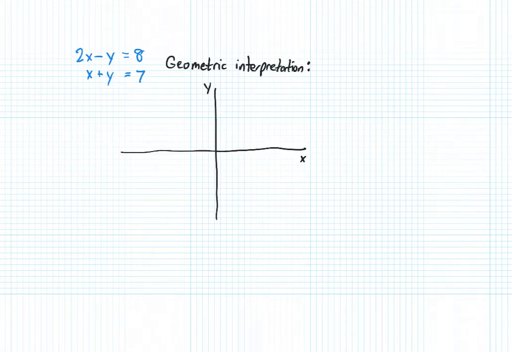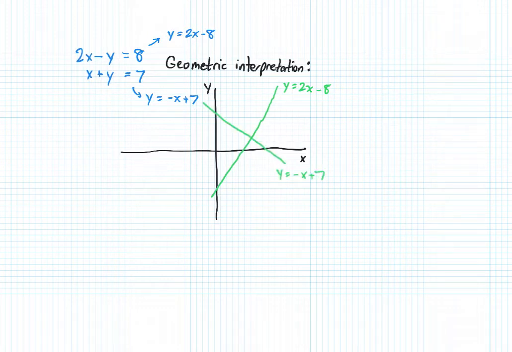So now I want to go back to the system that we talked about at the beginning, 2x minus y is equal to 8, x plus y is equal to 7. There's a nice geometric interpretation here. And that's that I could interpret each of these equations as being the equation for a line in the xy plane. It might help to solve both equations for y, so you can write it in the form y equals mx plus b, and then you can graph those lines using the slope and the intercept. So y equals 2x minus 8 has a y-intercept of minus 8 and a slope of 2, and y equals minus x plus 7 has a y-intercept of 7 and a slope of minus 1.